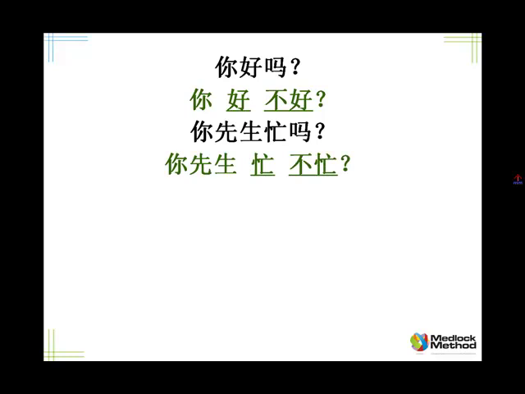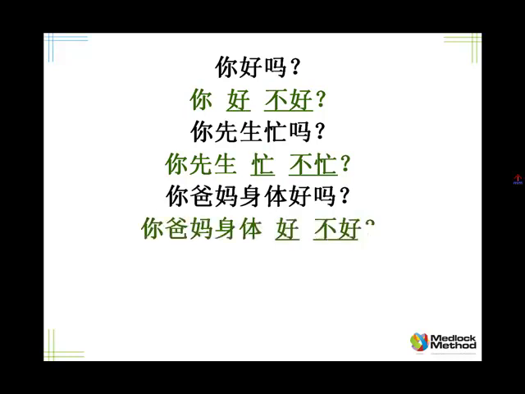你先生忙不忙? And do you remember how to ask about your parents' health? Health is 身体. 身体 literally means body. 你爸妈身体好吗? And how do you change into positive and negative? So it'll be your parents' body good, not good. 你爸妈身体好不好? That's right.